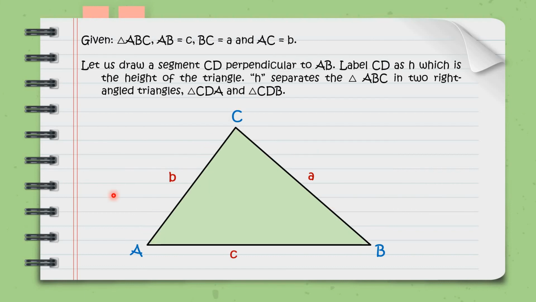With the given information provided above, let us now draw segment CD perpendicular to AB. And let's label CD as h, which is the height of the triangle. Note that h separates triangle ABC into two right triangles, right triangle CDA and right triangle CDB.